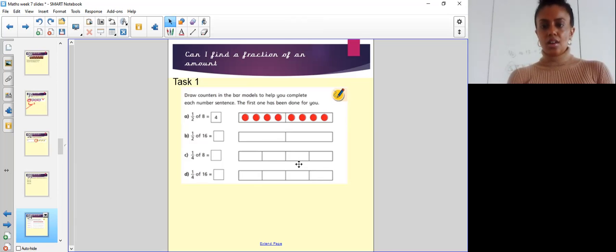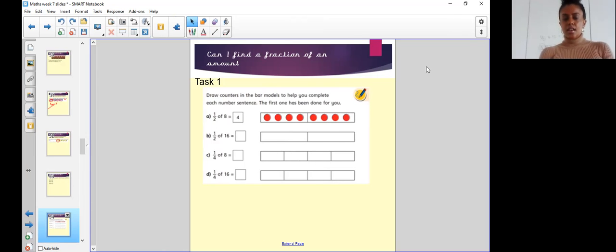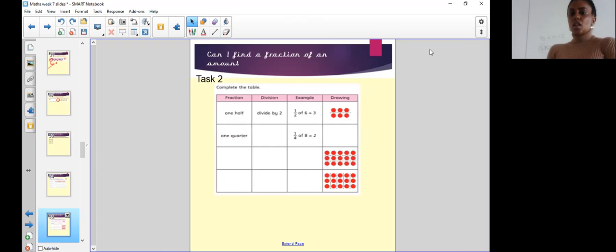Okay, guys, so here are your tasks for today's lesson. It says draw counters in the bar models to help you complete each number sentence. This one's quite easy because you're given the bar models already drawn for you and you can see how they work. Task number 2 is to complete the table.